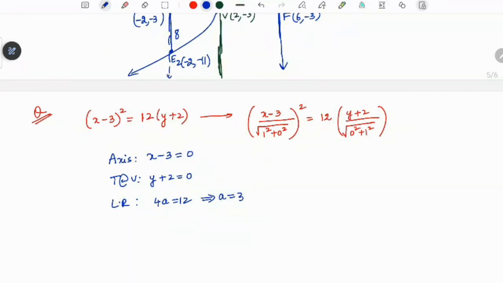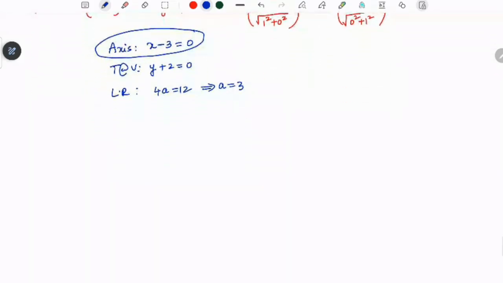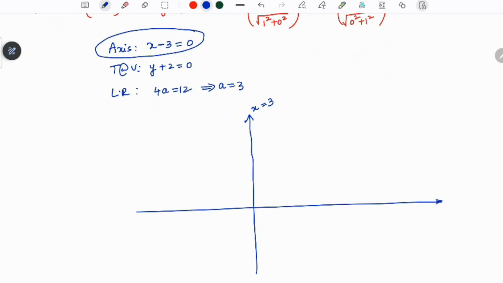Now axis is the line of symmetry, right? Is this a vertical line or a horizontal line? Vertical line. So x minus 3 is equal to 0, or x equal to 3. This is my axis. So the tangent at vertex is y plus 2 is equal to 0.